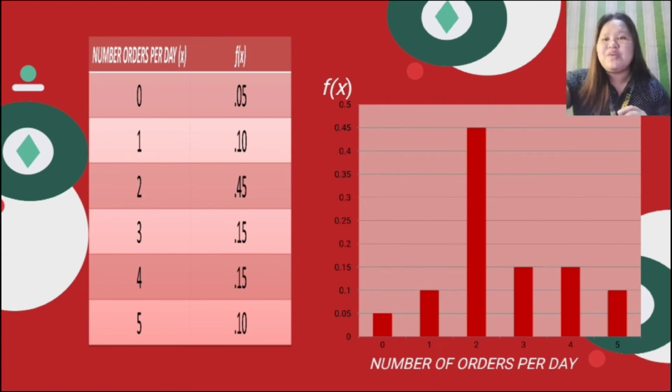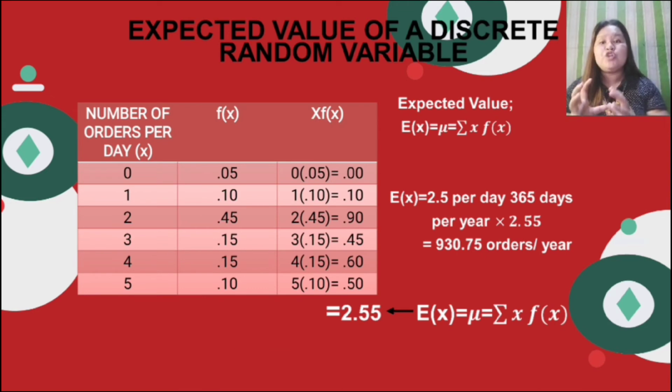So next, we have the expected value of a discrete random variable. The expected value or mean of a random variable is used to measure the central tendency for the random variable. To get the expected value of x, take each possible outcome and multiply it by its probability, then add them up.